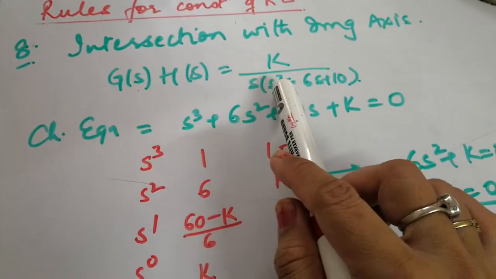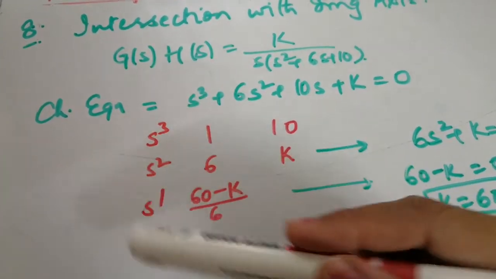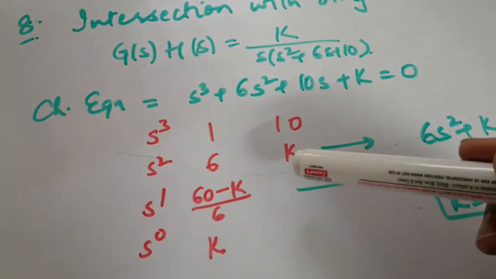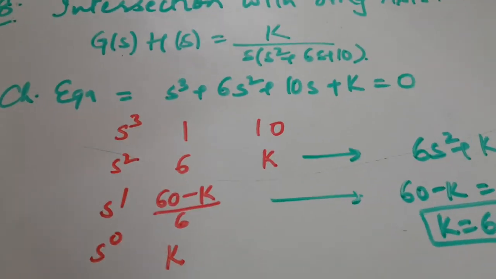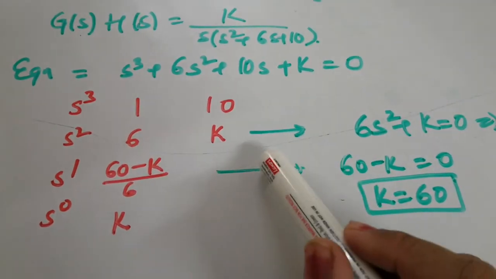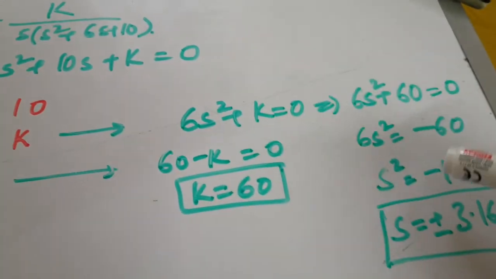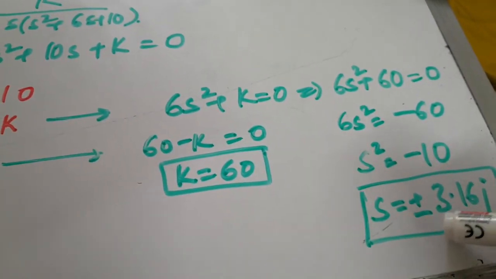So this is our example. First we have taken the characteristic equation as 1 plus G(s)H(s), and then we have calculated the Routh's criteria that we have done previously. So from this equation we get the value of k that we are going to put into our auxiliary equation of s square. That is going to provide us the value of s as plus minus 3.16.